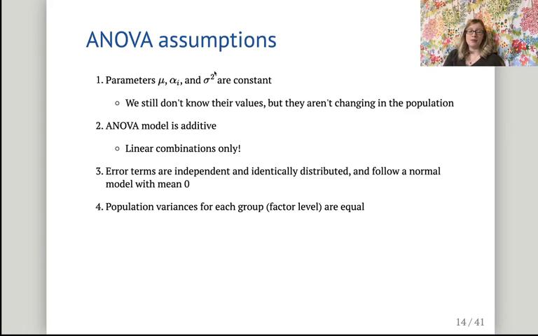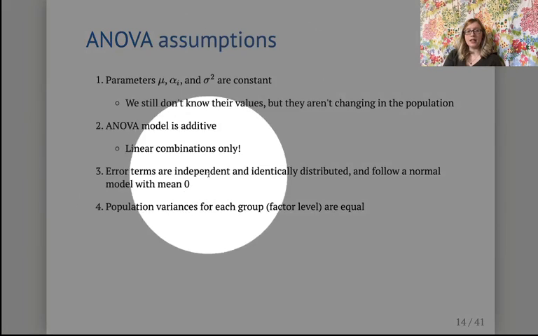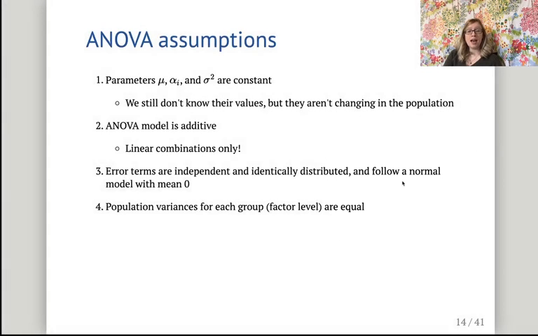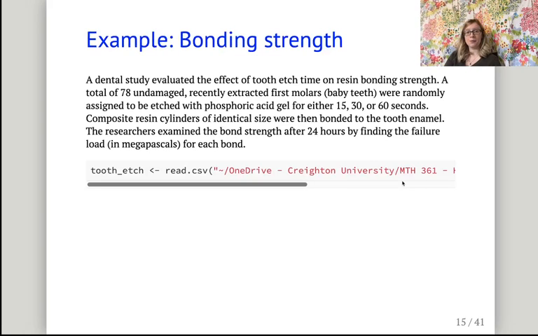Here's the last assumption. The population variances for each group have to be equal. In other words, what that means is that the groups should have roughly the same standard deviation or variability.